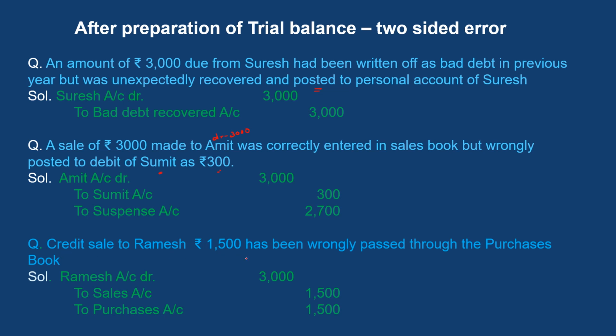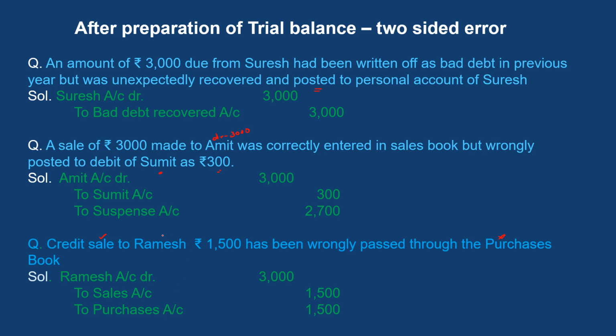A credit sale to Ramesh of rupees 1,500 has been wrongly passed through the purchase book. So basically the transaction is a credit sale to Ramesh. The entry should have been, if you take a journal entry, Ramesh account debit to sales account 1,500. But what has happened? They have wrongly passed it through the purchase book. Through the purchase book means it would have gone as a credit purchase, so it would have gone as purchase from Ramesh. So now, one, there's a mistake: it should not have gone to purchase. And second, it should have gone to sales.